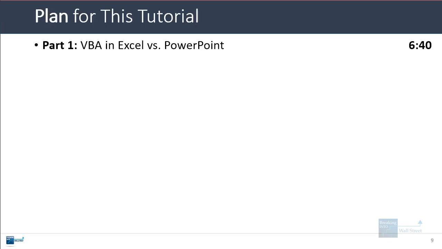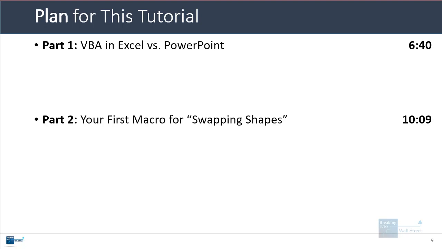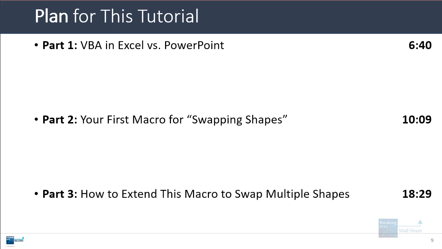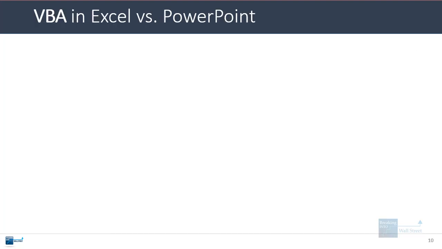So the plan for this tutorial will be to start out by going through a quick overview of VBA in Excel versus PowerPoint. Then I will show you how to write your first macro for swapping shapes in PowerPoint. And then I'll show you how to extend the macro to swap multiple shapes. So let's say a few words about how VBA works in both these programs first, because we have actually discussed VBA in Excel on this channel before.